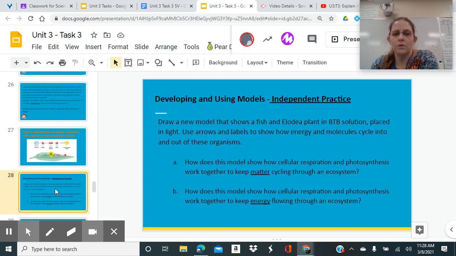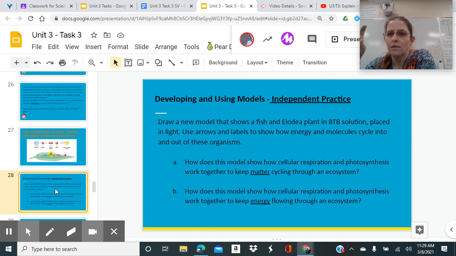Okay. So independently, you're going to draw a new model that shows a fish and the Elodea plant in the BTB solution placed in the light. So essentially, from yesterday, you could add a fish to your Elodea in the BTB solution. Okay, so you already drew that picture, so then you could just add a fish. All right. So then you're going to add a fish and then add arrows and labels to show how the energy in the molecules cycle in and out of the organism.